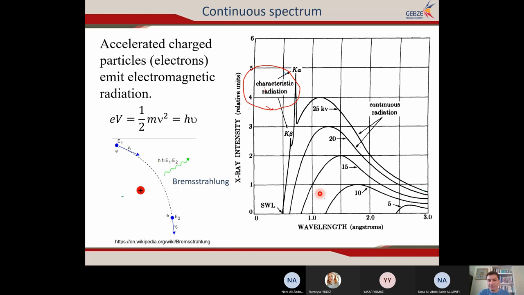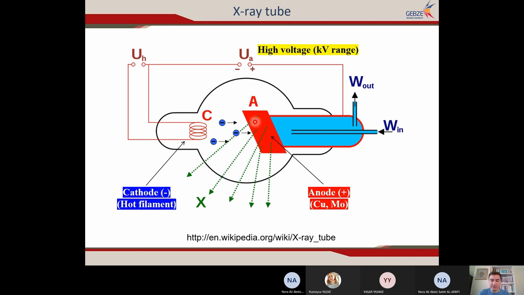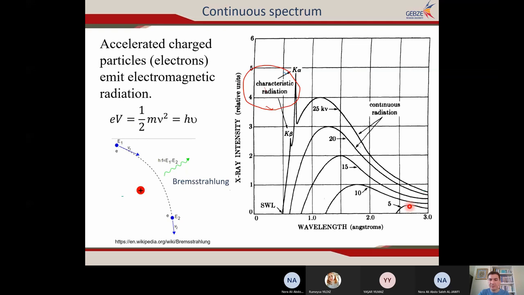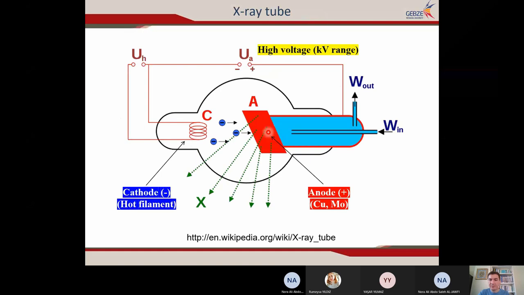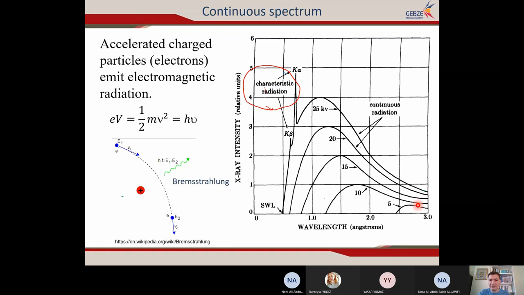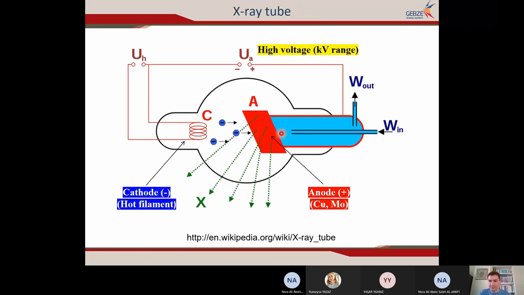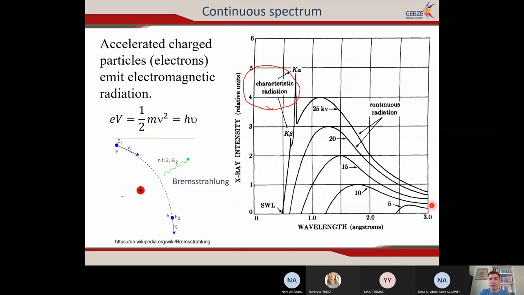Now let me explain something else. If I apply 5 kilovolt between anode and cathode material, I have just continuous spectrum. So the energy of the accelerated electrons is not enough. For this reason, we produce less Bremsstrahlung, less photon intensity, we have a smaller number of photons. If I further increase the voltage between anode and cathode, I have more photons, more X-rays within the continuous region due to the Bremsstrahlung, but still we don't have any characteristic radiation. If you further increase the voltage to 15 kilovolt, we have more intensity in continuous radiation, but still we don't have K alpha.